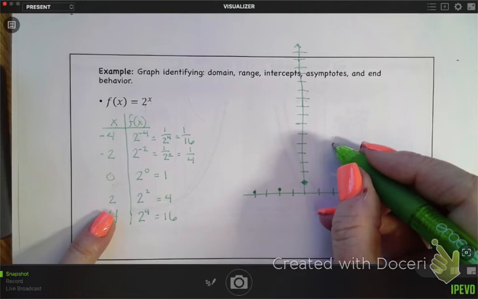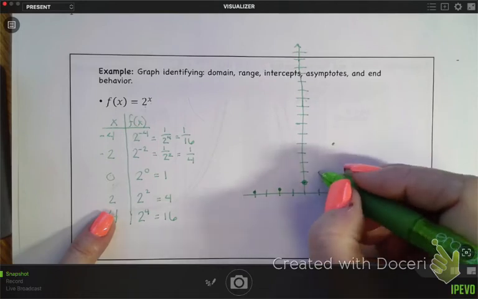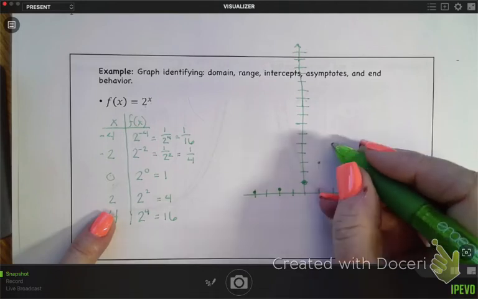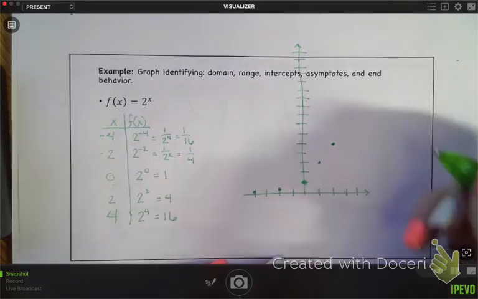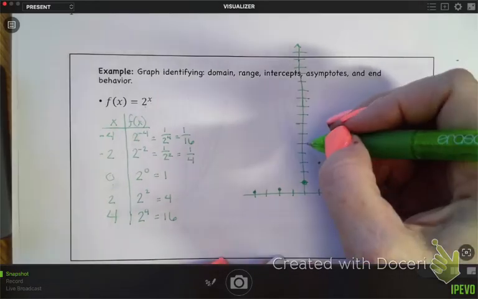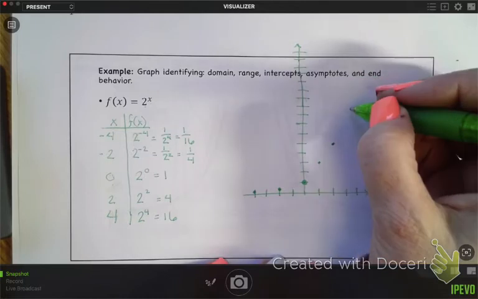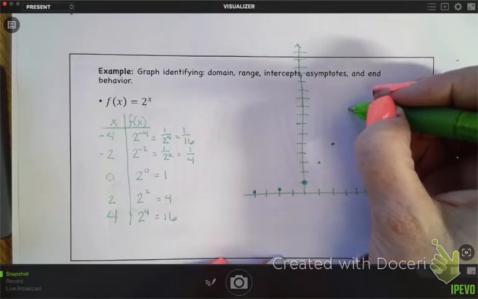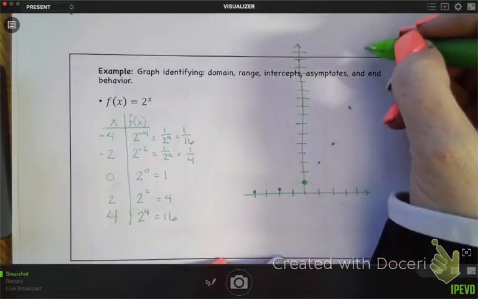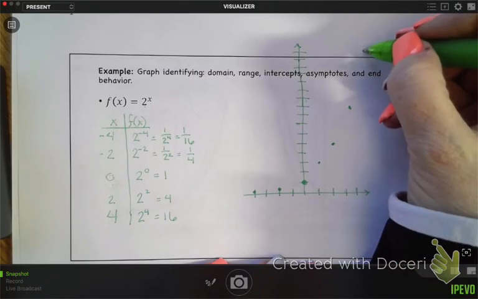If I wanted to do 1, I know 2 to the first power is 2, so I could put that as well. And then at 3, it's 8, so 4, 5, 6, 7, 8. And these are numbers I didn't put on my table, but I know them, so there's no reason. And then up here we get to 16 at 4.